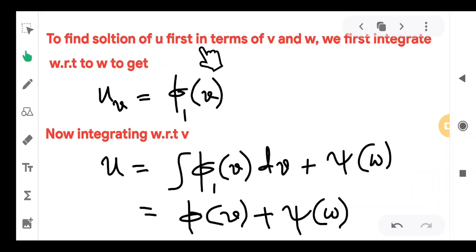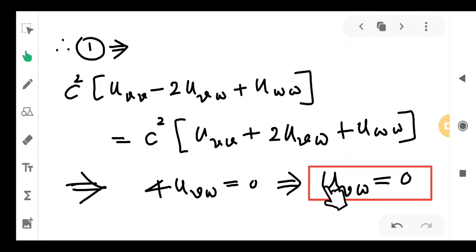To find the solution of u in terms of v and w, we first integrate with respect to w. So remember, this is the derivative of u with respect to v and w. To eliminate w, we have to integrate this with respect to w.